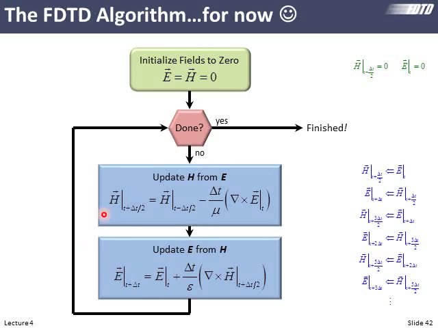But we're alternating E, H, E, H, E, H, updating. So maybe we start off with some E. Based on E at time t, we'll calculate an H at t plus delta t over 2. Based on this H value at t plus delta t over 2, we'll calculate E at t plus delta t. Based on this E value, we calculate an H at t plus 3 delta t over 2. Based on that, we'll get an electric field at t plus 2 delta t. And we leapfrog all the way down. This just keeps going and keeps going. But notice E and H are staggered in time by a half time step. And that's very important.